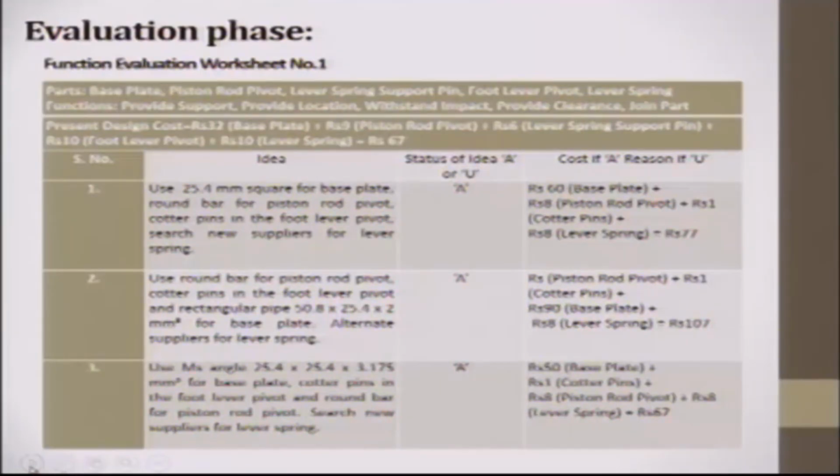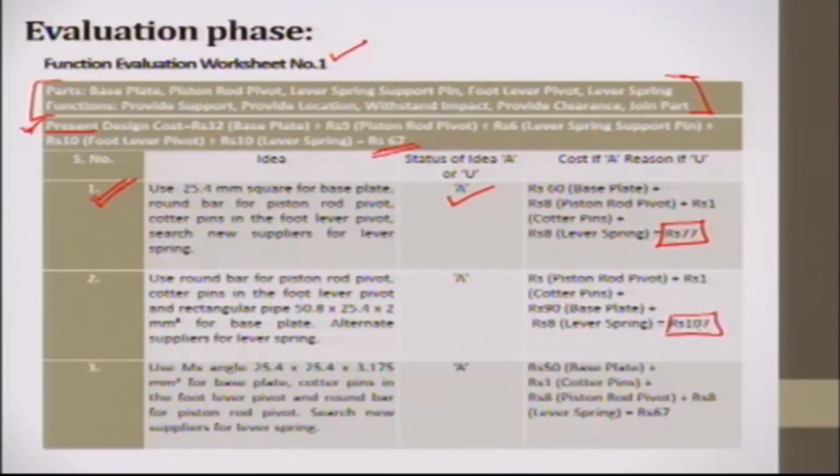So this is function evaluation worksheet 1. Here is the idea, the same idea which we had in the creative phase, and this is the cost of the present design. This is the idea, this is the status of idea A, this idea is acceptable. Then we put the cost of this idea. The total cost of this idea for this group of components is rupees 77. The previous cost was rupees 67. Because this was the creativity phase, we did not think about the cost much. So this is a greater cost idea.